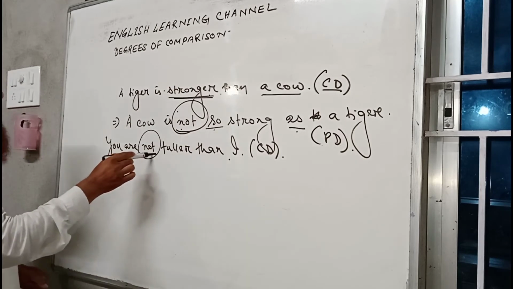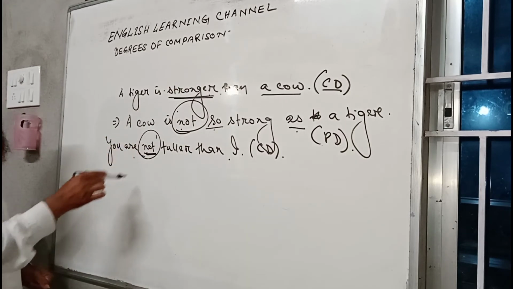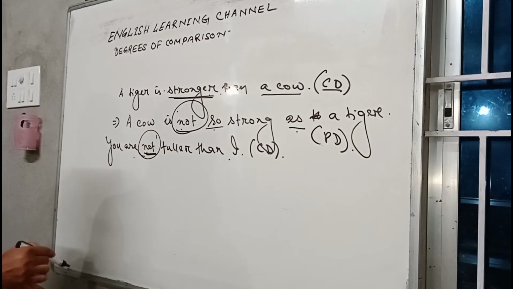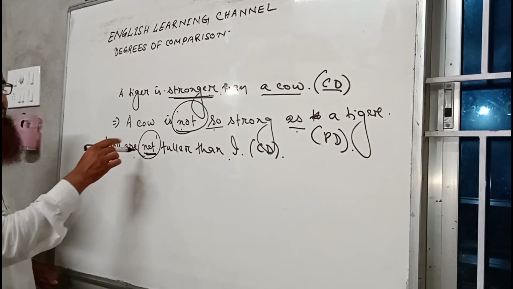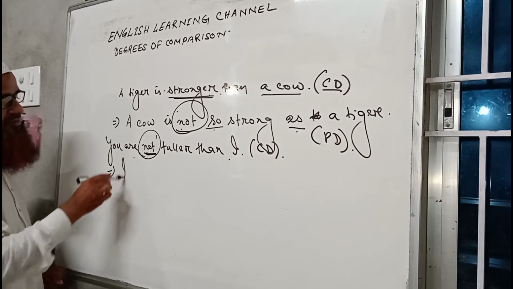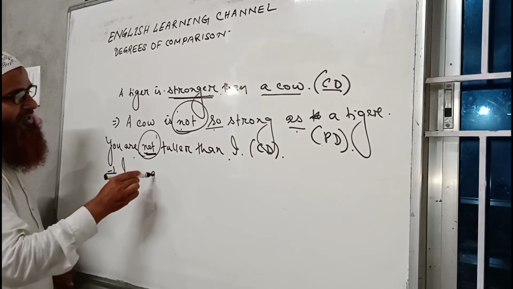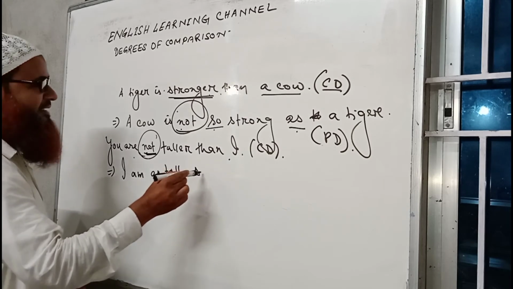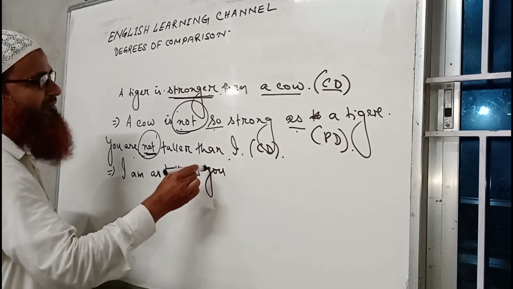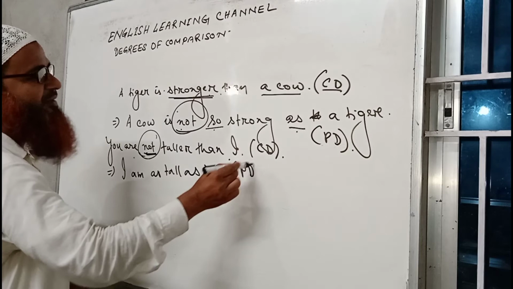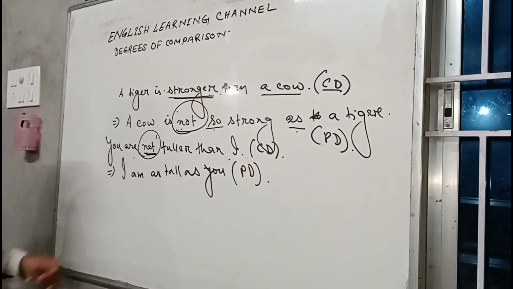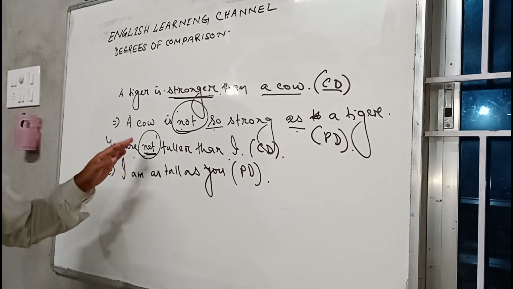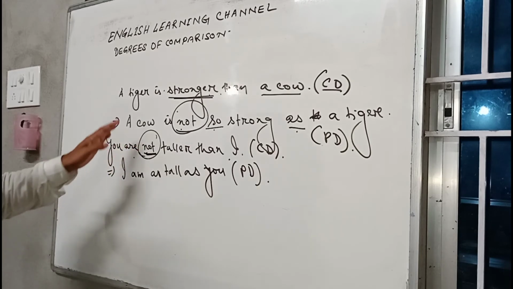If not is present in comparative degree, we have to write it in positive degree, dropping the not. So it will be: I am as tall as you. This will be positive degree. Okay, have you understood? Very interesting chapter of grammar, which we can learn very easily.